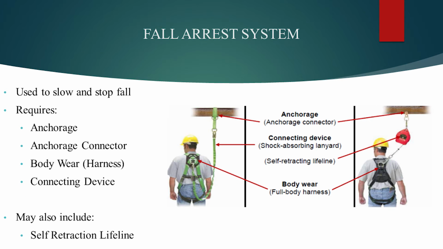The fall arrest system is a personal fall protection system designed to prevent the user from falling onto the ground, structure, or any other obstacle in the event of an accidental freefall. It also limits the impact force on the body of the individual during the fall arrest, and is used when no other type of fall protection is available. This system consists of an anchorage connector, body harness, and connecting device. It may also include a self-retraction lifeline.